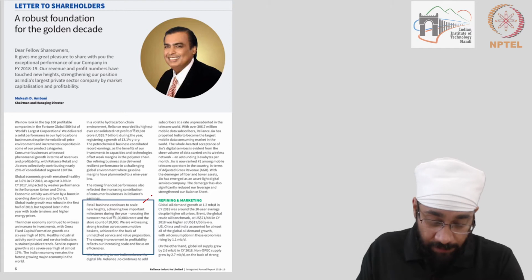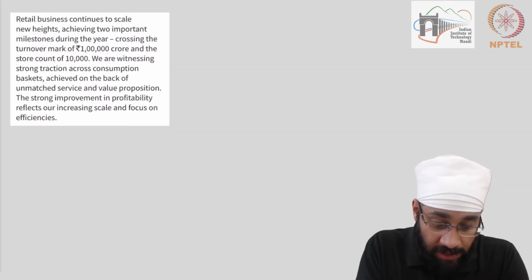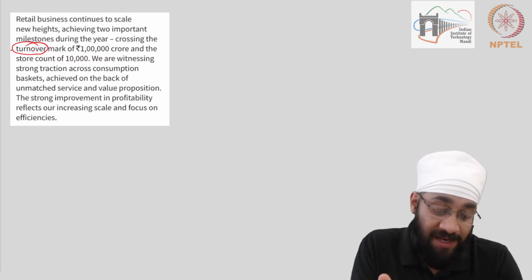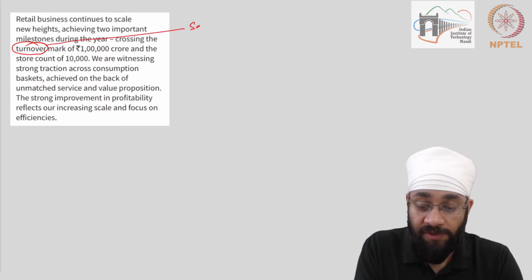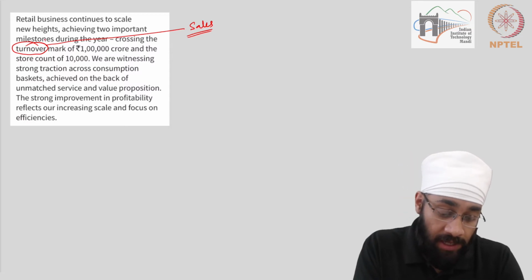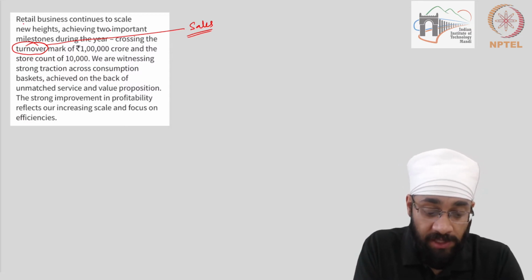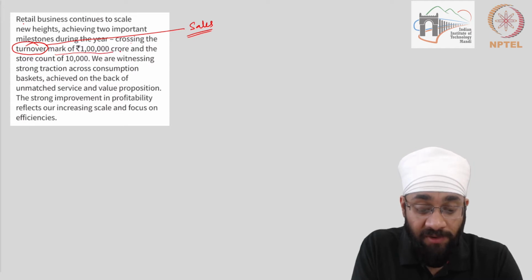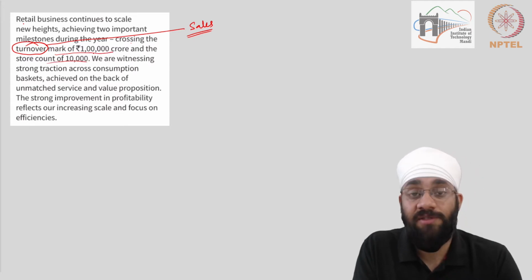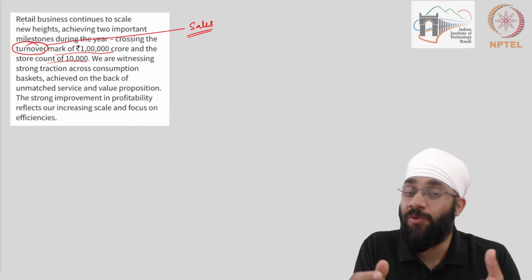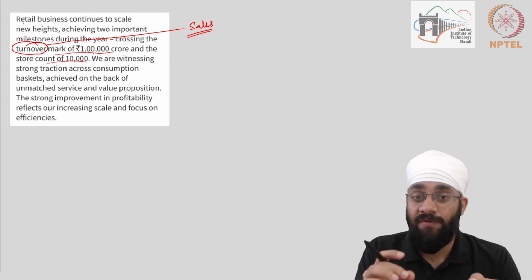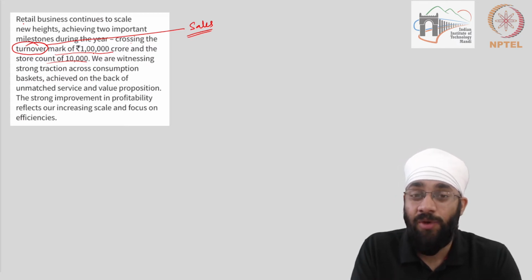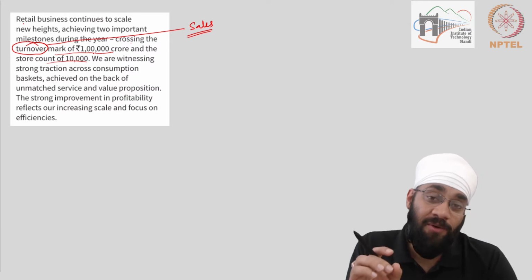Further, let me look at another paragraph in detail. And you have this word turnover. What is turnover? Turnover is the sale. We've done a lot of turnover ratios as well, efficiency ratios as well. The word turnover refers to sales of goods and services by a company. And here it says Reliance business continues to scale new heights, achieving 2 important milestones during the year. Number one is crossing the turnover mark of 1 lakh crore and the store count of 10,000. So turnover, whenever used, we know it is referring to the sale. Again, I'm emphasizing that you are now familiar with these terms. Even the owners of the biggest companies in India are using these terms, and you can now more easily read these statements and know what they mean.